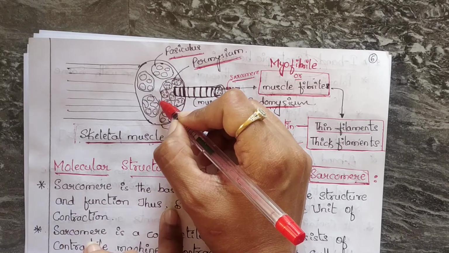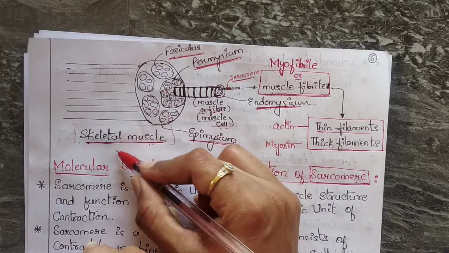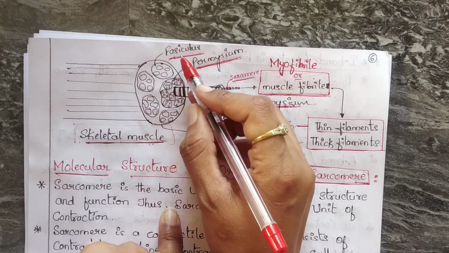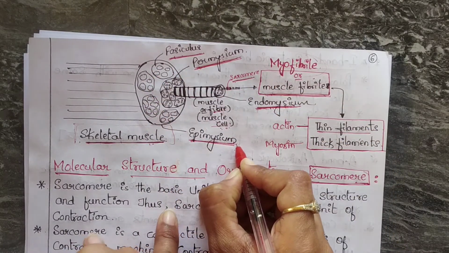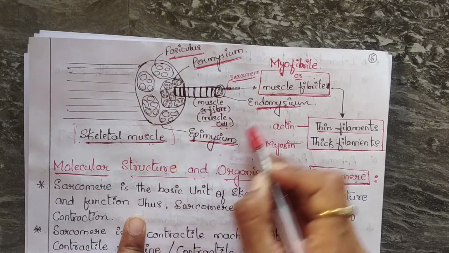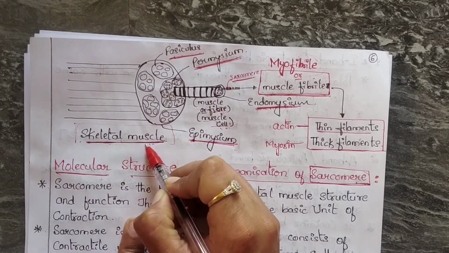form the skeletal muscle, and these fasciculi are surrounded by epimysium. So in total, this is called skeletal muscle.